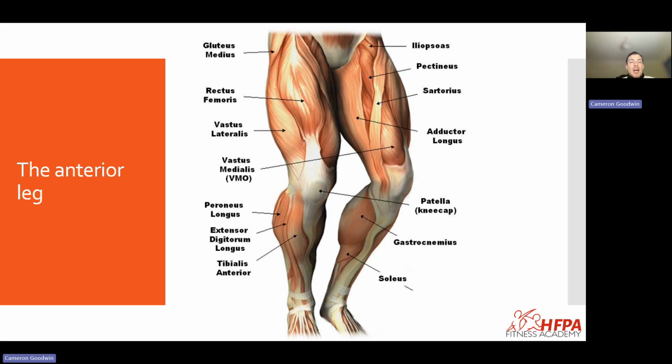Then if we look here, you also have your peroneus longus. Now moving to the bottom part of the leg, your extensor digitorum longus. You have your tibialis anterior, that's mainly the front, the shin muscle. Moving over to the right from the bottom up, you have your soleus and your gastrocnemius. They form your calf muscles. You have your patella, also known as your kneecap. Then you have your adductors, right? Don't forget your adductors. You have your adductor longus, and then your sartorius, your pectineus, and your iliopsoas.